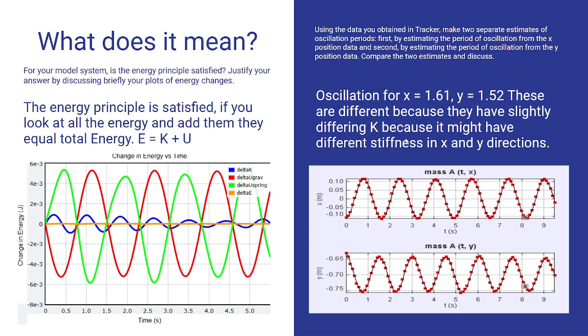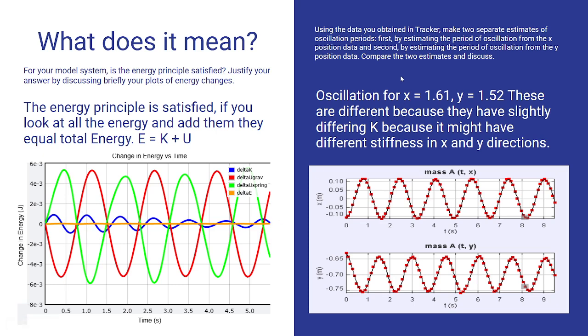Alright, what does this mean? On the graph, the energy principle is satisfied because if you look at all the energies and add them up, they will all equal E, which is the one in the middle. So you can see how when the spring potential goes up, the gravity potential goes down, meaning that they all equal out, and this is just 0, so they all equal out.